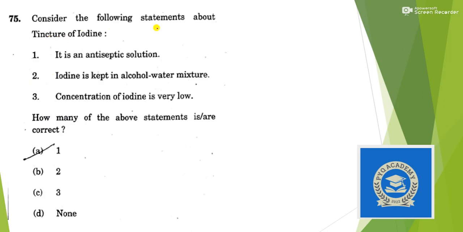Consider the following statements about tincture of iodine. I think all the statements are correct, but I have a little bit of doubt in the third statement. But let's take this one. Let's see what UPSC gives.